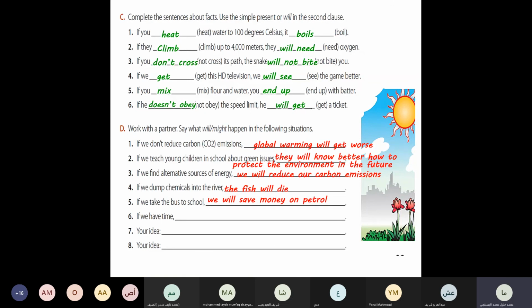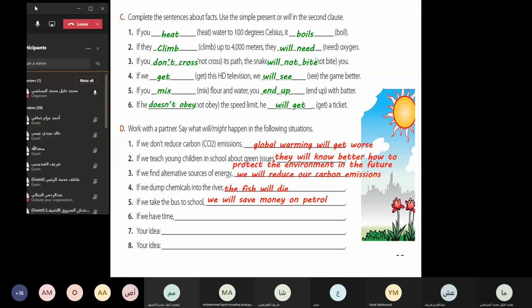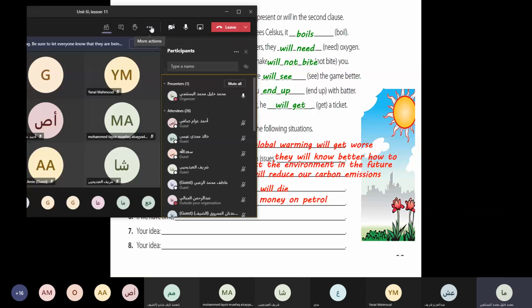If we take the bus to school, we will save money. If we have time, I will visit you. That's up to you. Here we have different answers. Okay, so let's stop here and go to your homework now. I think here we have a homework.